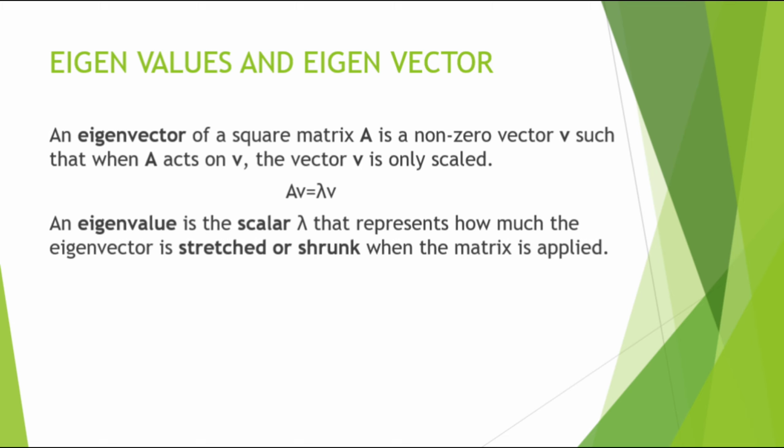So what are eigenvalues and eigenvector? An eigenvector of a square matrix A is a non-zero vector V such that when A acts on V, the vector V is only scaled. So it is defined as A into V vector is equal to lambda into V vector, where A is the given matrix, V is the vector and lambda is the eigenvalue. An eigenvalue is the scalar lambda that represents how much the eigenvector is stretched or shrunk when the matrix is applied.